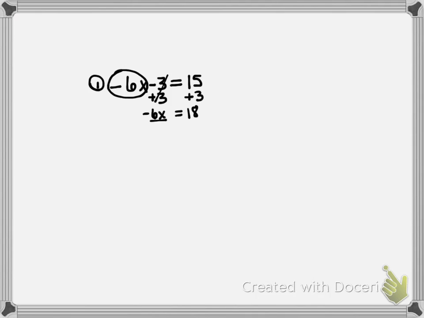Now, if we look at the operation between negative 6 and x, that's multiplication. So we have to do the inverse and divide. We're going to divide both sides by negative 6, and 18 divided by negative 6 is negative 3. Okay, so pause the video if you need to look at that, or rewind and watch it again.